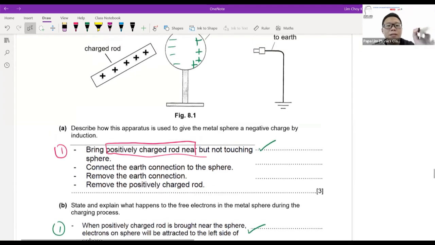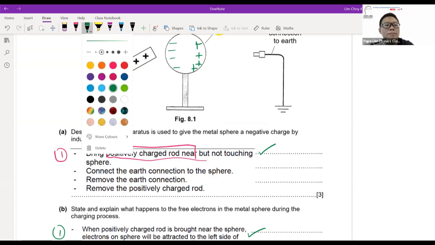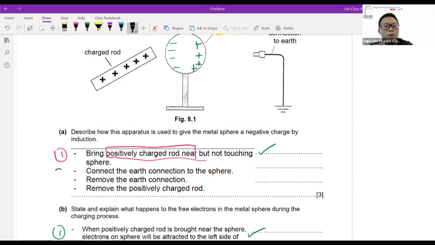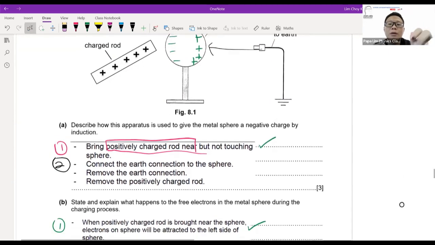Then after that, remember, you want a negative charged sphere. So what you do now is bring in your earth connection, touching the right side of the sphere. So upon touching, what actually happens when you touch? How do we get rid of the positive charge?